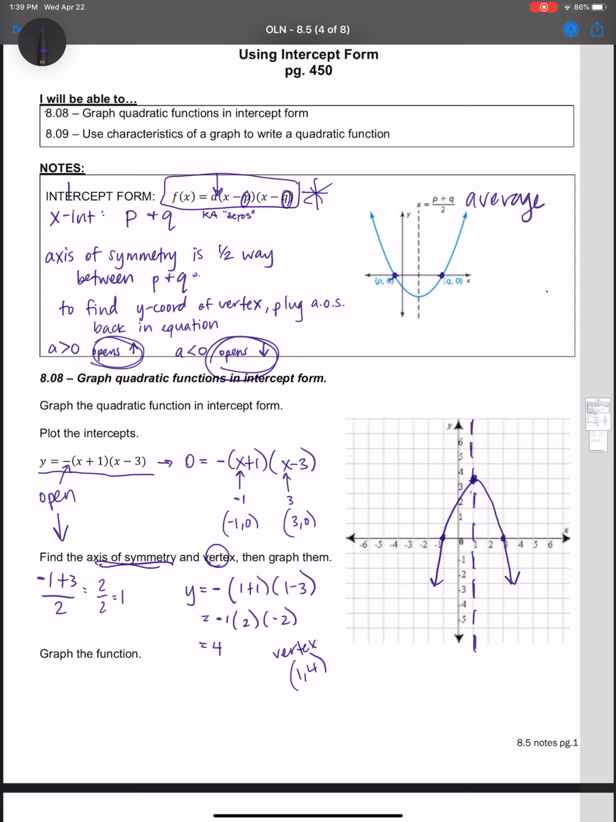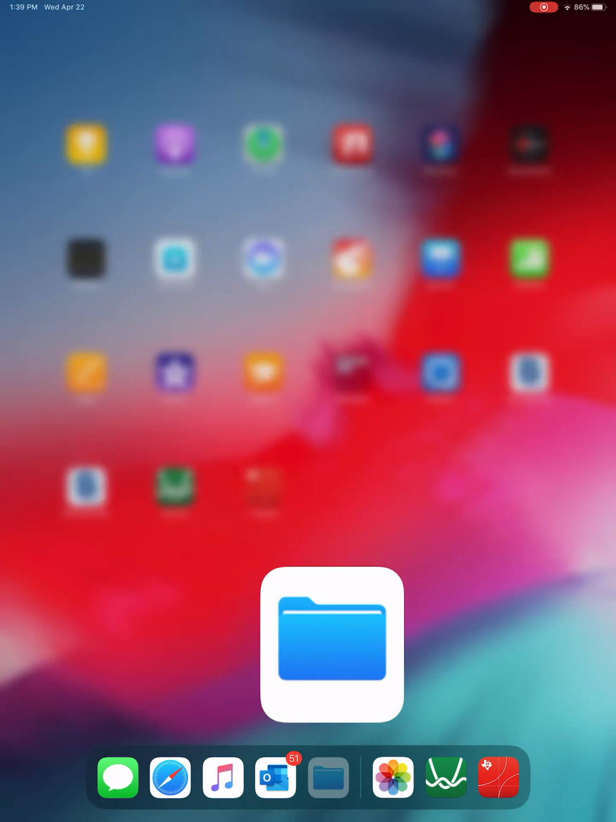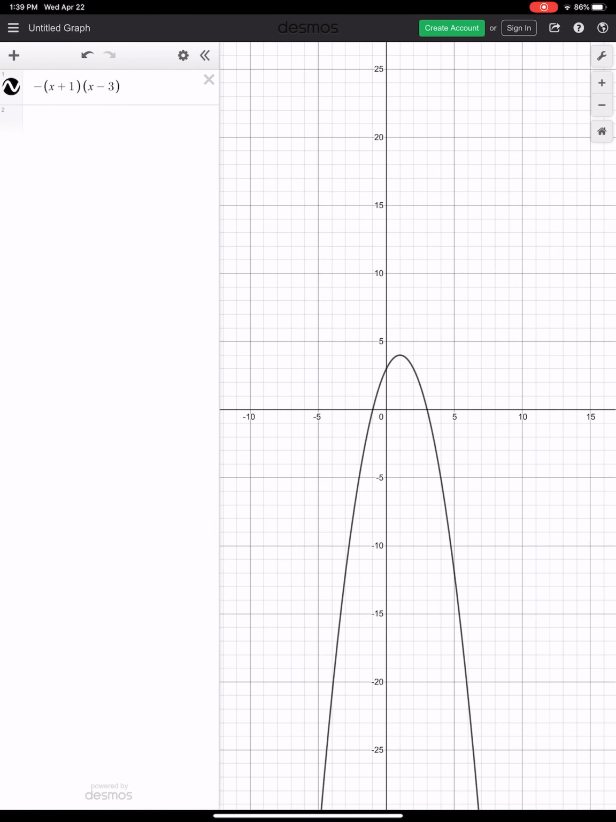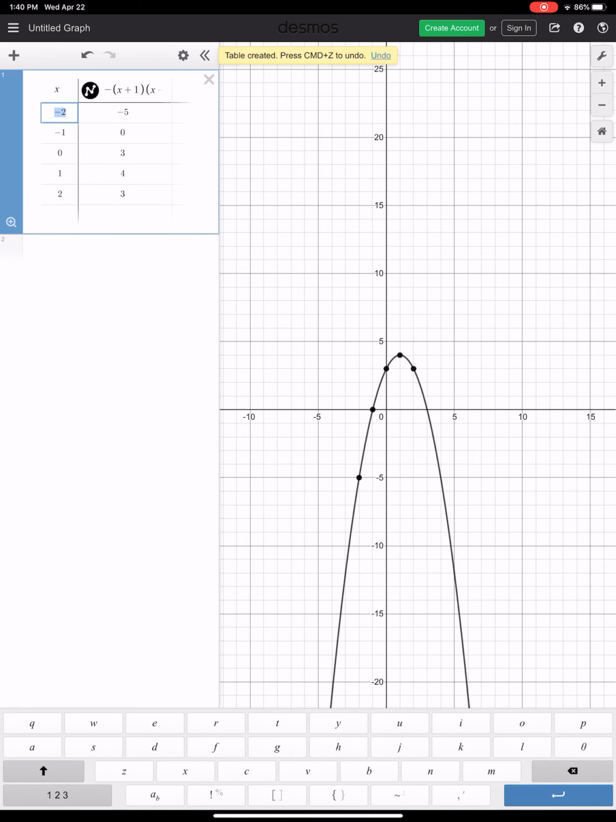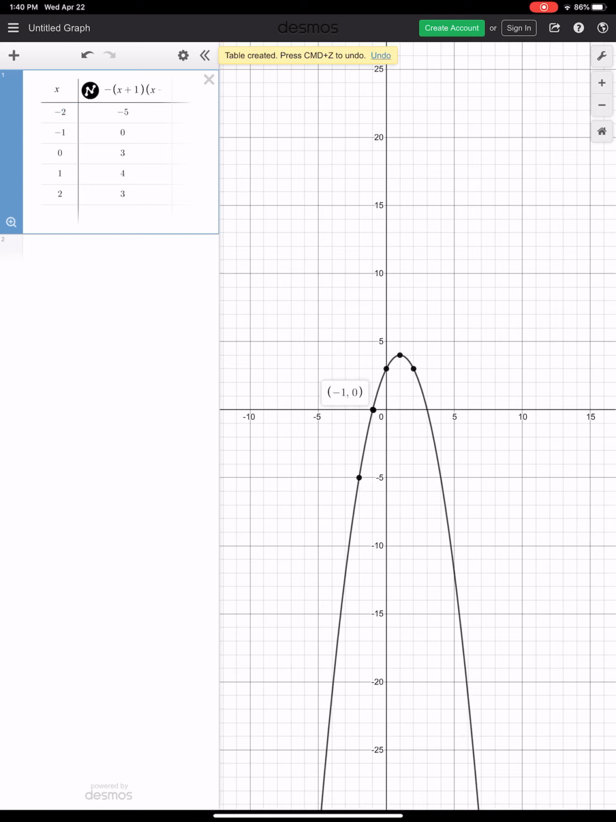All right, let's say you wanted to use Desmos for this also. I already had it plugged in for us. We have negative, and we have x plus 1 and x minus 3. If you want, you can use your table. You can see where it crosses. So at negative 1, there is a 0. And at 3, there is a 0, which we got from our original problem. And our vertex is 1, comma 4.